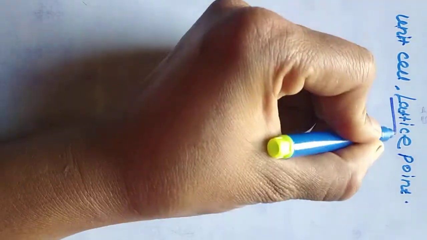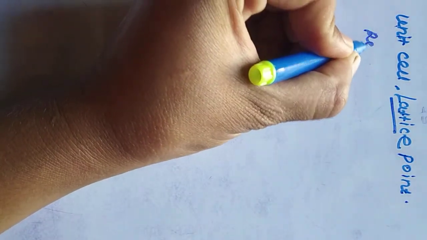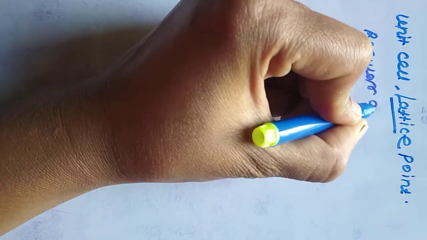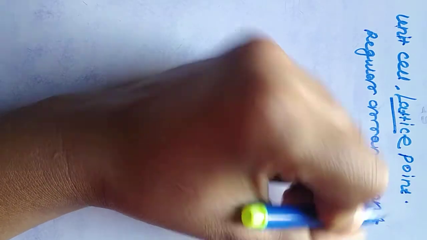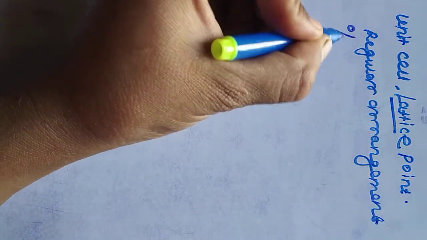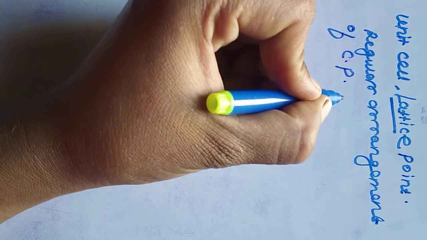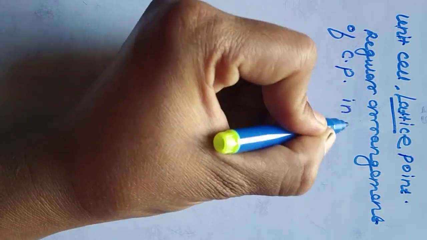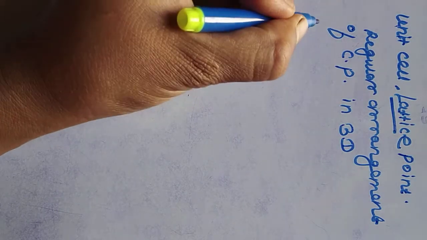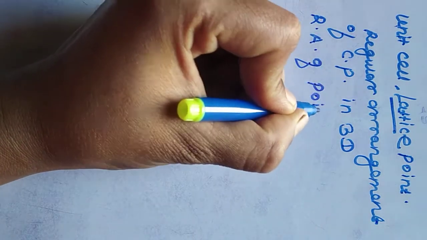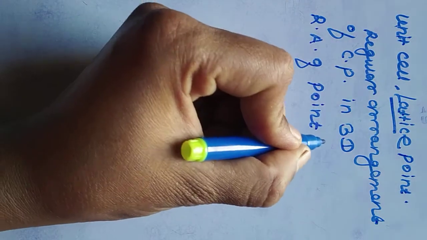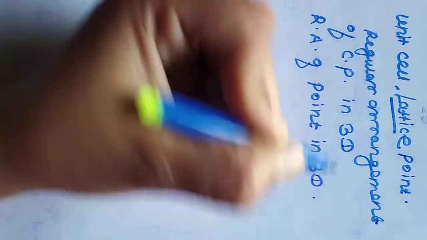What is meant by lattice? The lattice means a regular arrangement of constituent particles in three dimensions. It is called a lattice. Or you can simply say a regular arrangement of points in 3D is called a lattice.